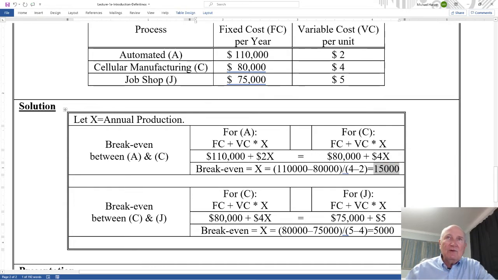Okay, what about C and J? I bring down the 80 and 4 times X, and 75 and 5 times X. Again, I left off the X. I have to change that.